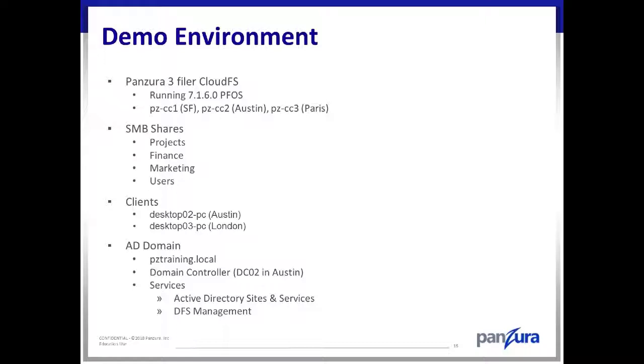We're also going to have 2 clients, one in Austin, one in London. You'll note that we have a client in London, but we don't have any Panzura filers local in London. That'll be important because that is essentially our non-optimal configuration. And our domain is pztraining.local. We have our domain controller, which is DC02 in Austin. And we already have the services, Active Directory Sites and Services, and DFS Management pre-installed and ready to go.